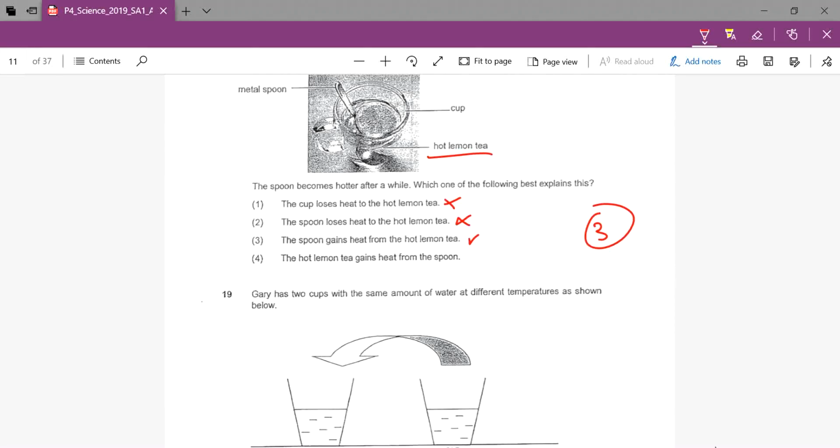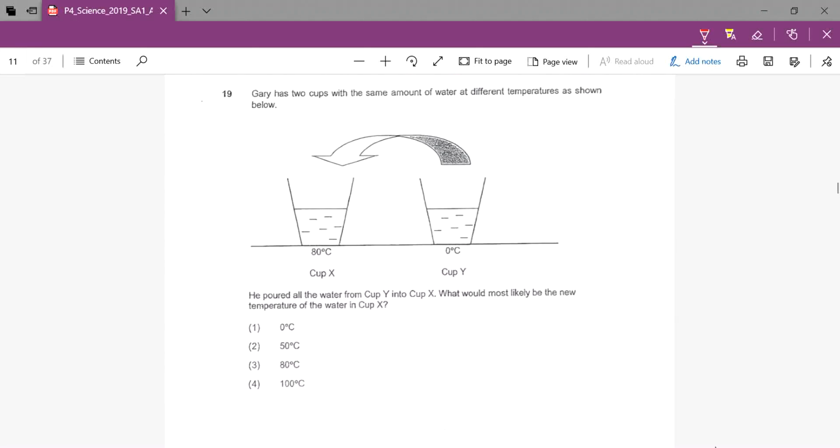So the hot lemon tea is the hot one, right? And therefore hot lemon tea must lose heat to the spoon, not gain heat.